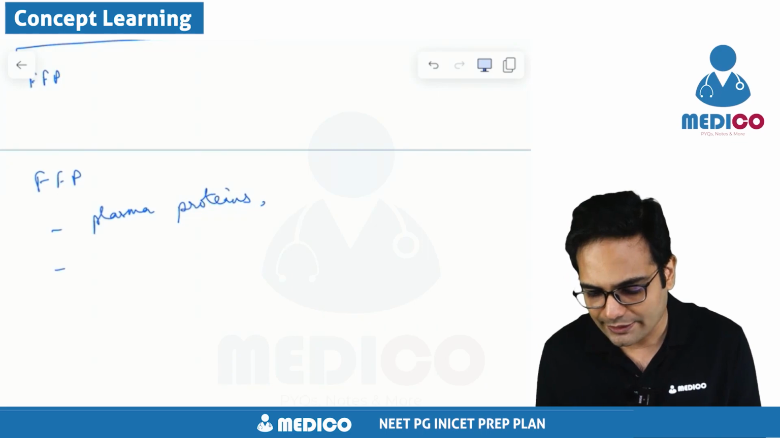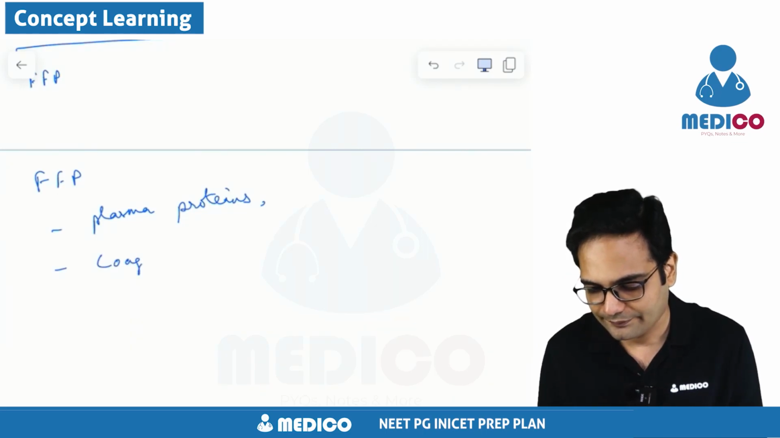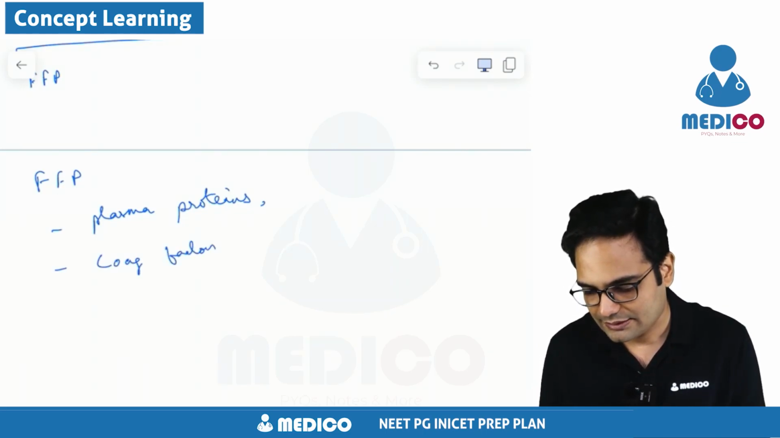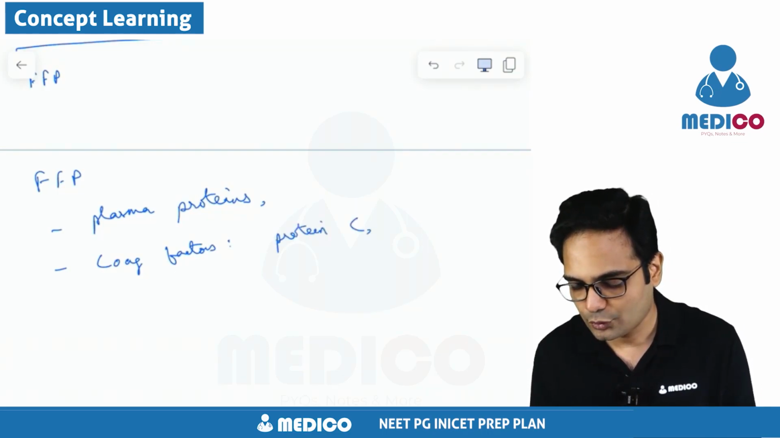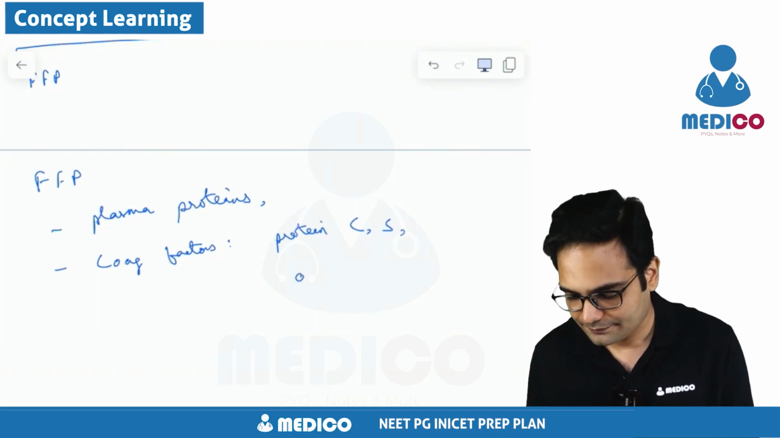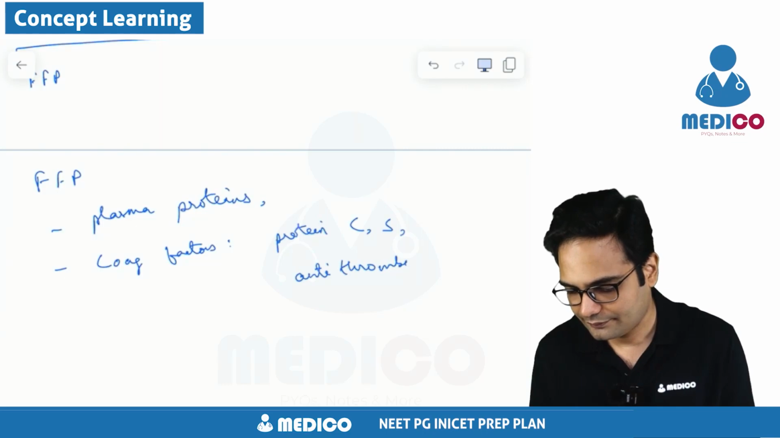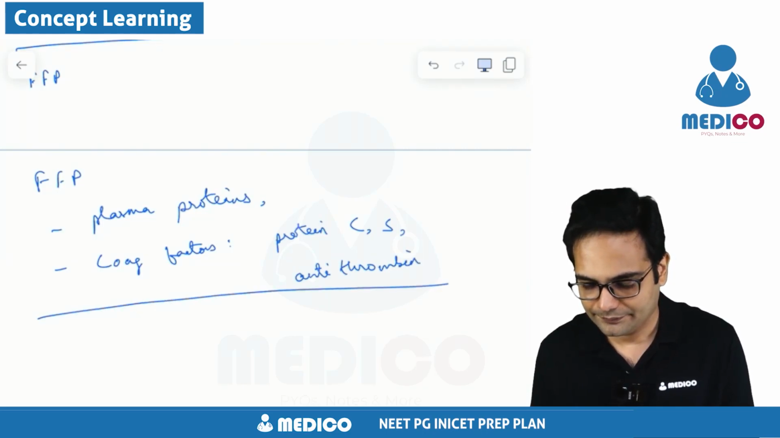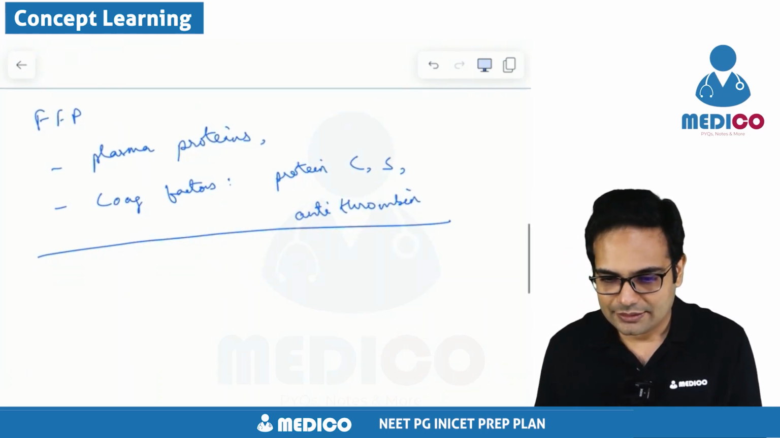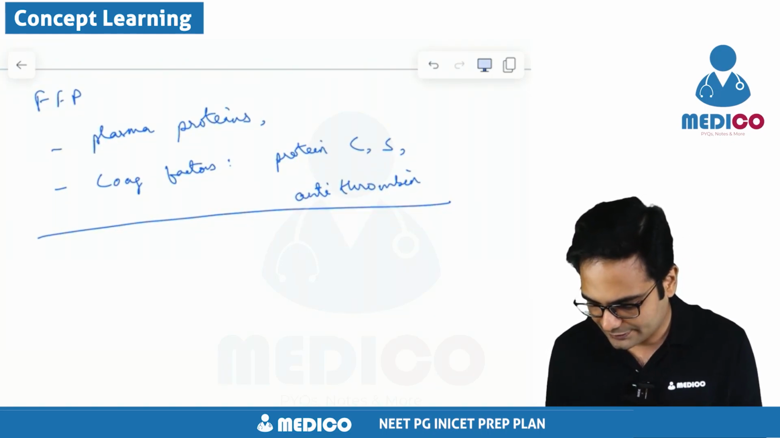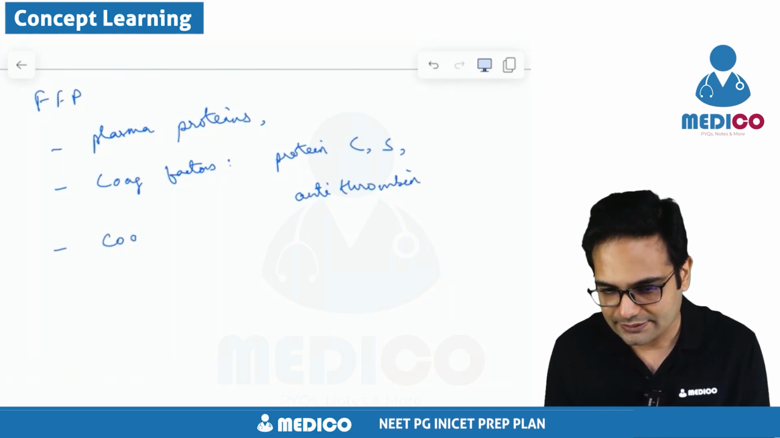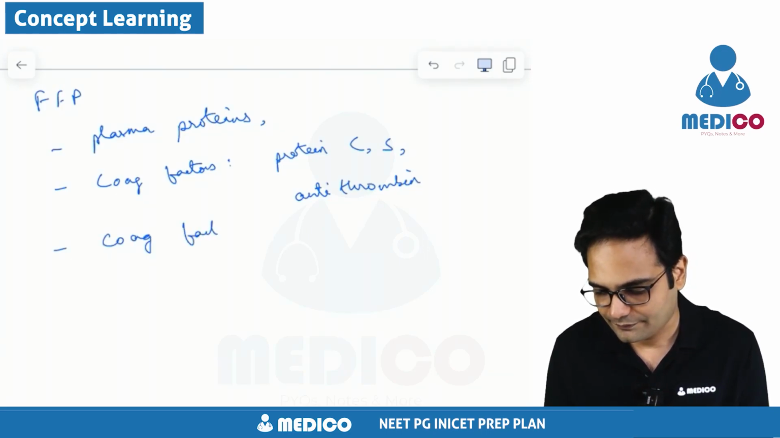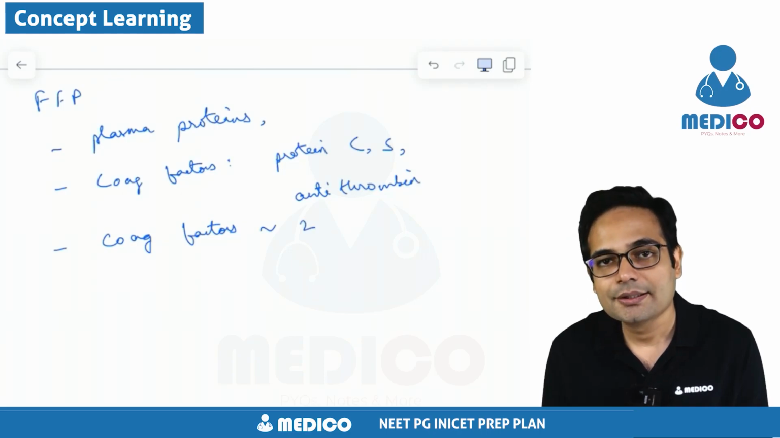It contains certain coagulation factors such as protein C, protein S, and antithrombin. All right. Next, this fresh frozen plasma, I forgot to mention, it will increase the coagulation factors by approximately 2%.